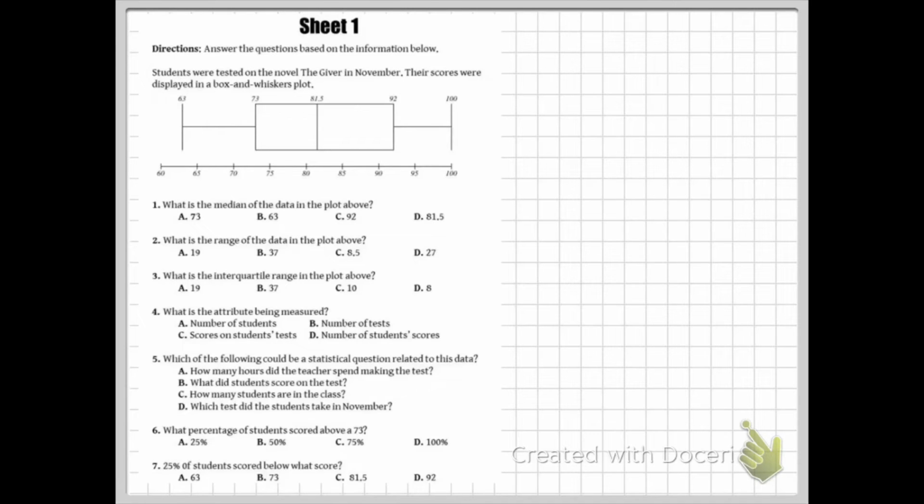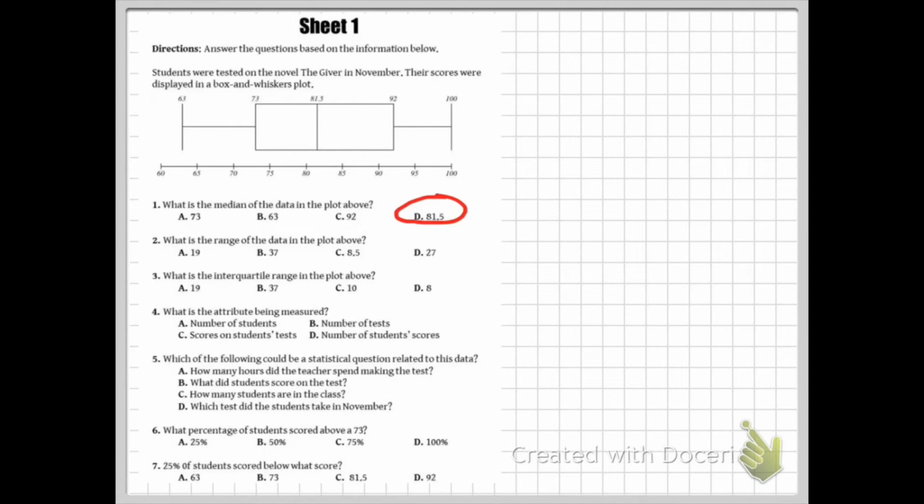Question 1 says, what is the median of the data set? So median, if you remember watching my mean mode median video, the median, think of middle, that's your middle number of the entire set. So that's going to be represented right here. Our answer for that one should be 81.5.